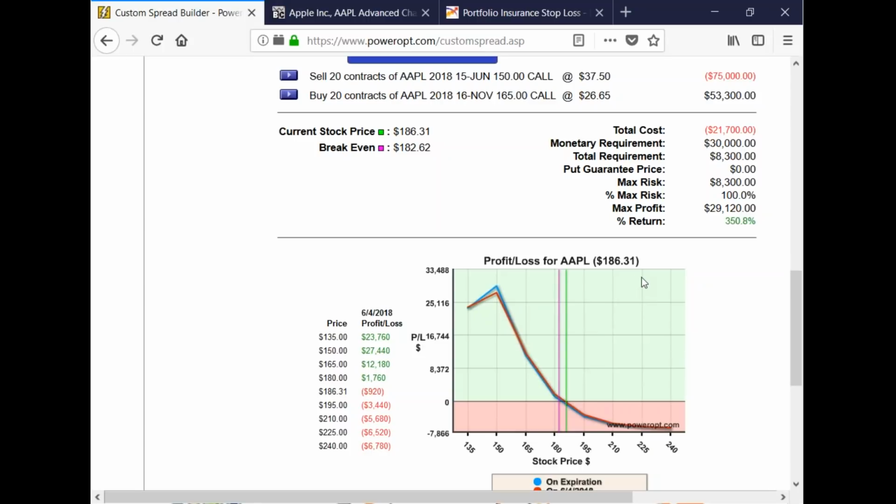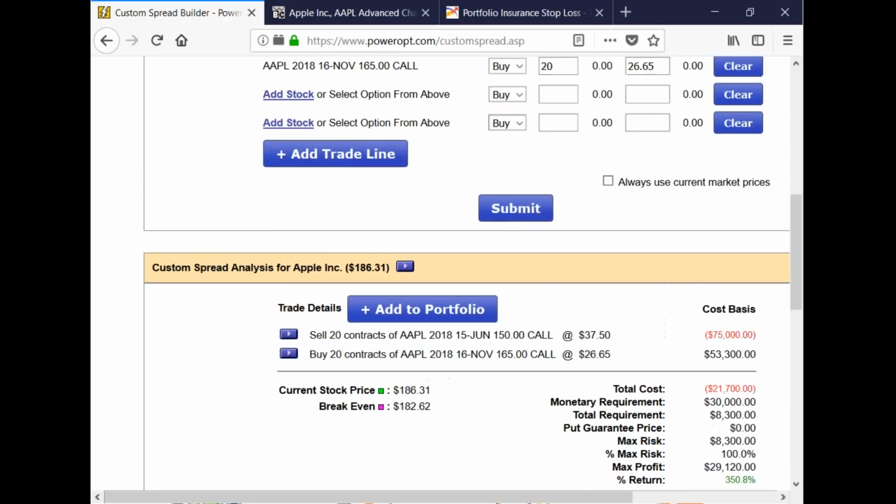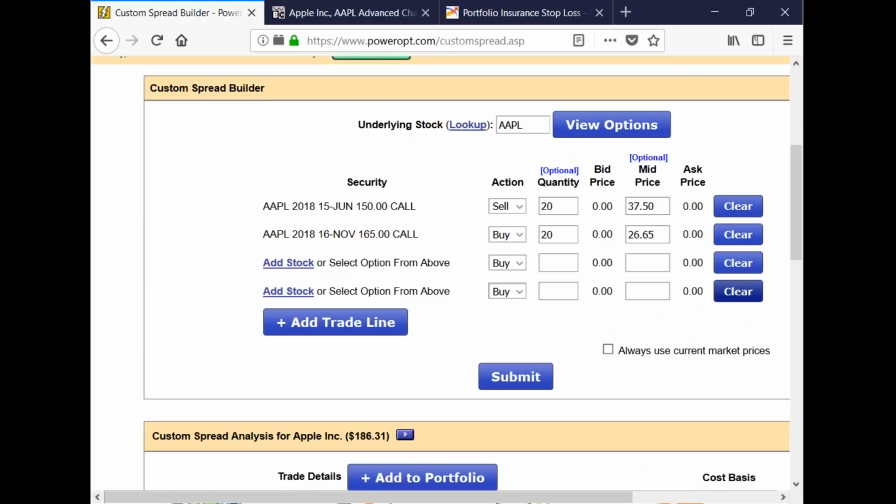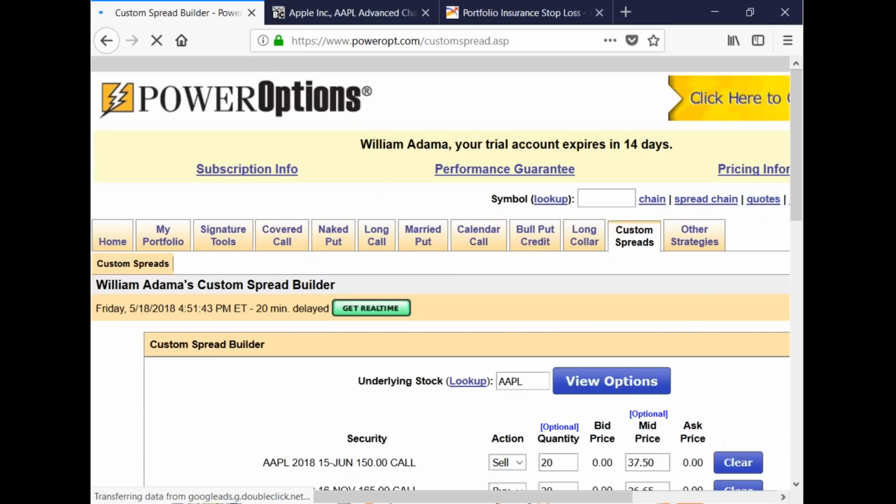What we don't know is who did this. Was it an institution who owns 210,000 shares of Apple? Why would that be different? Well, let's do it. Let's add the stock. And instead of 20 contracts, let's add in 2,000 shares. Cost base around 185. We don't know. Their cost basis could have been 140 or 150. We don't know. Let's put 175 in.